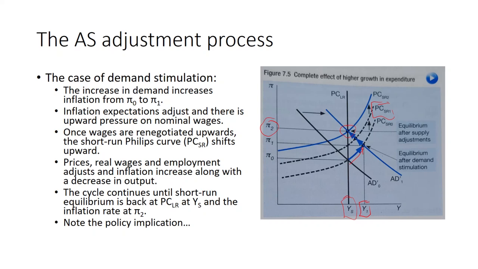The important policy implication to note here is that it's not sustainable to have the economy grow faster than the long-run equilibrium level of output for a long time. The end result of that is the economy returning to this level YS, but at a much higher rate of inflation.